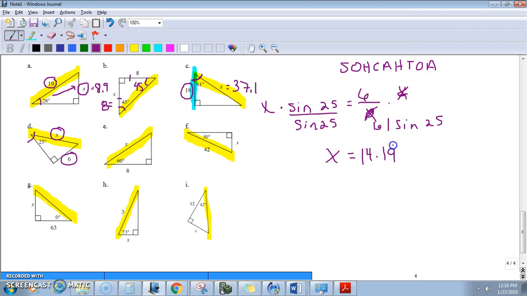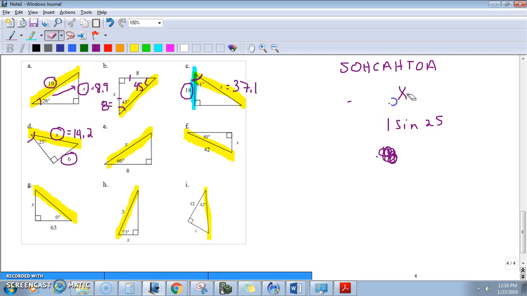14.2, did you guys see that quick enough? If I was rounding it correctly, it'd be 0.2. So that's here, 14.2. Okay, what's next?